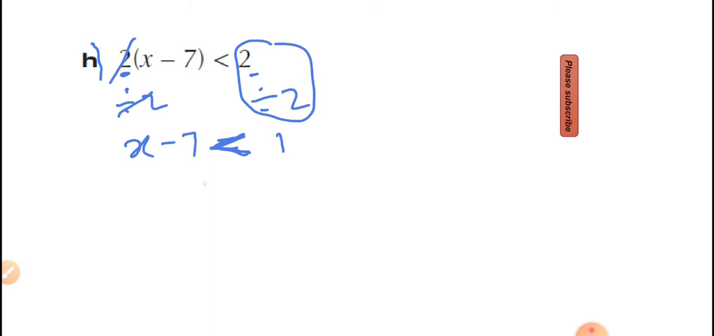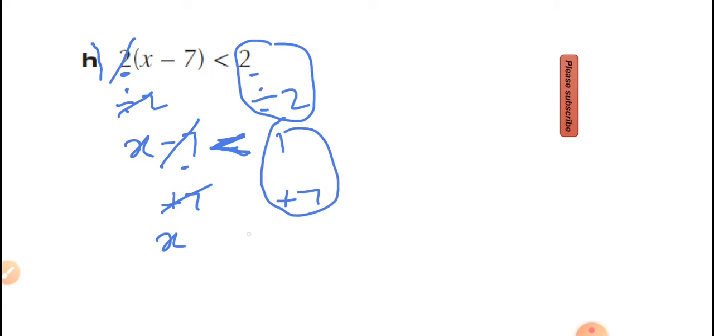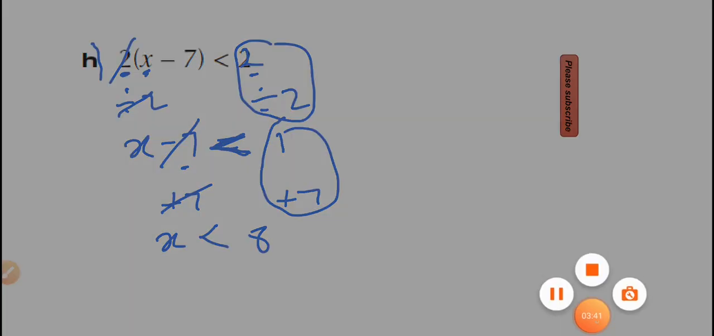Now to get x on its own, I have to get rid of this minus 7, so that means add 7 to both sides. Now that minus 7 and the plus 7 cancels out, leaving just x on the left, and 1 add 7 on the right is equal to 8. So x has to be less than 8. Now if you substitute any number here that's less than 8, you should get an answer that is less than 2. So check by substitution, that does work.